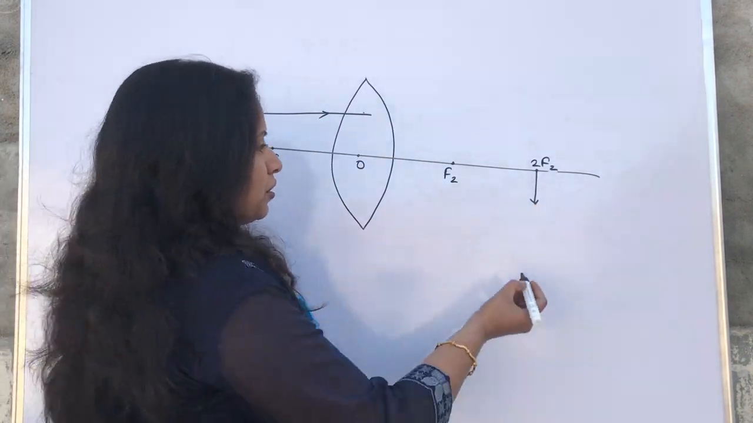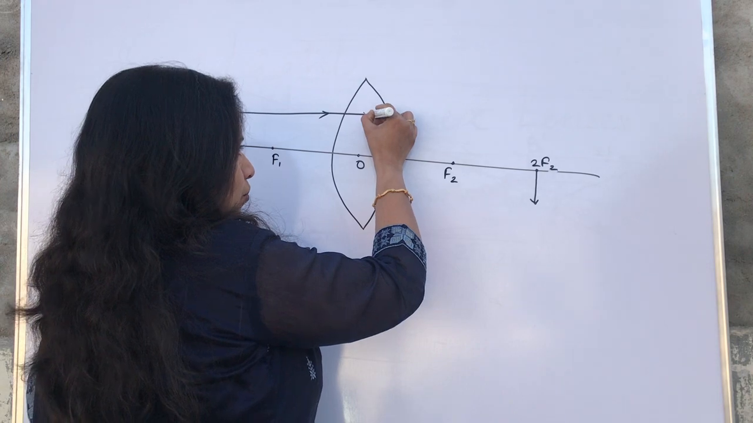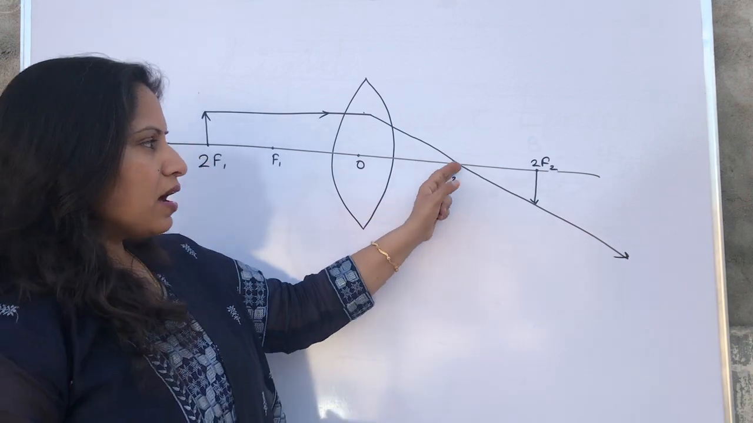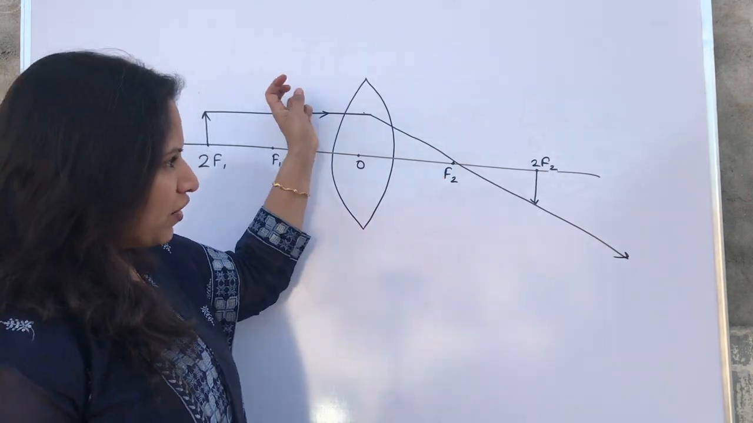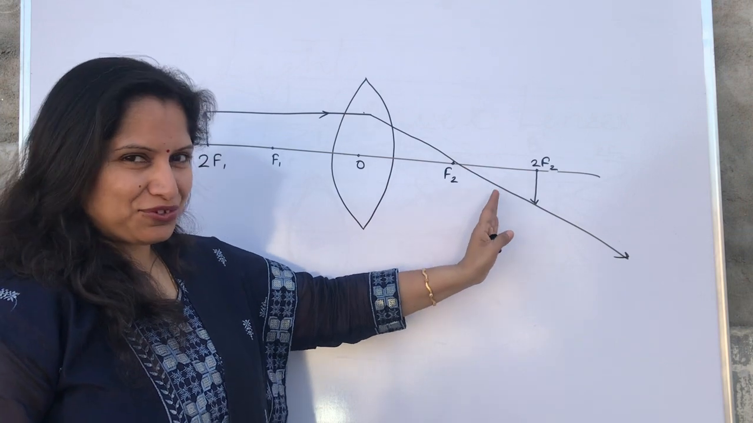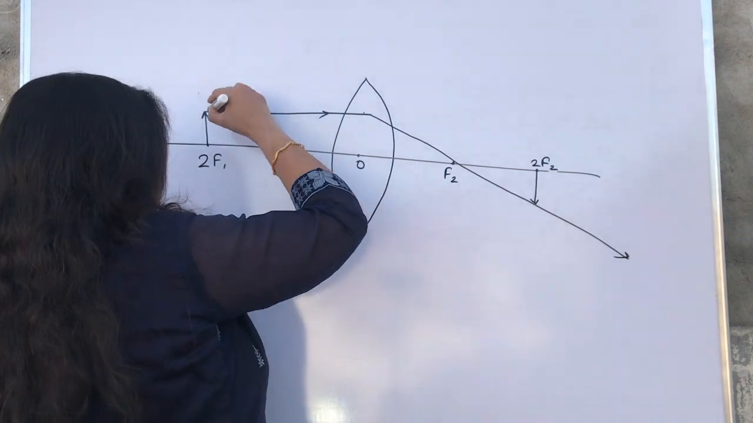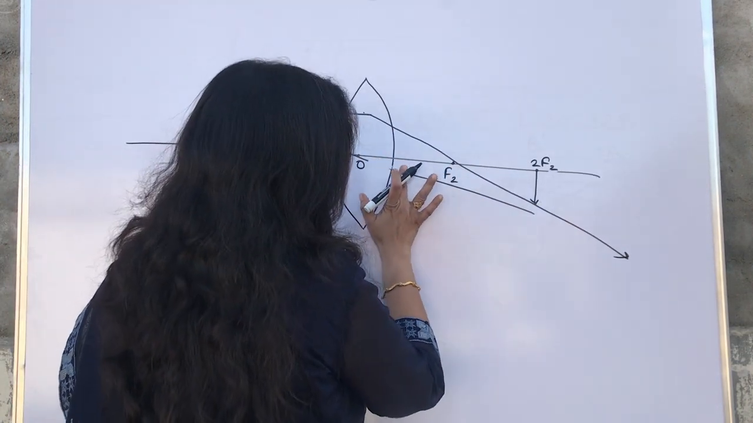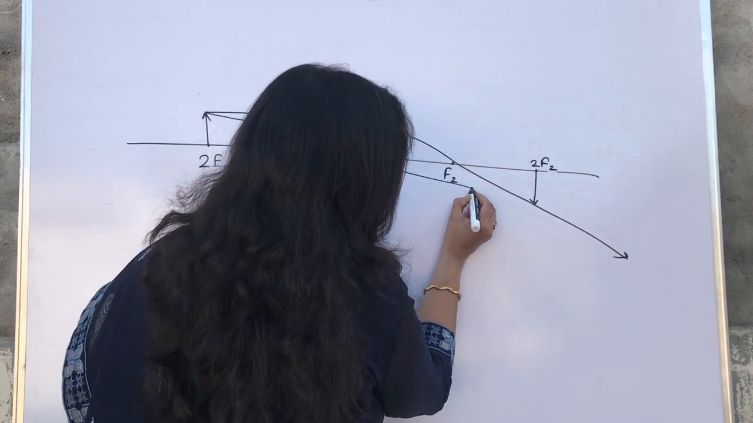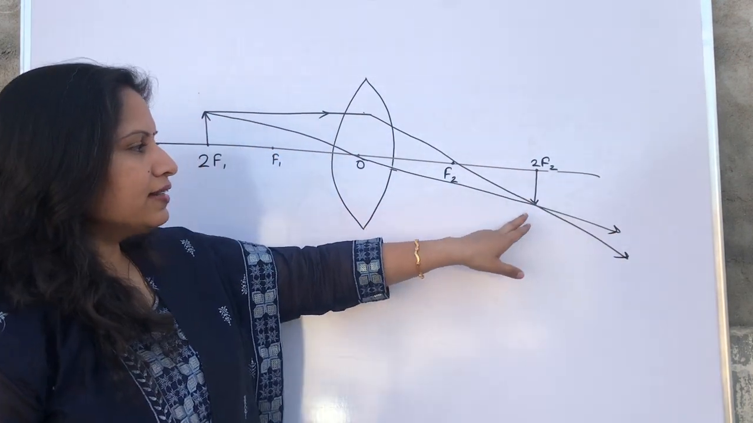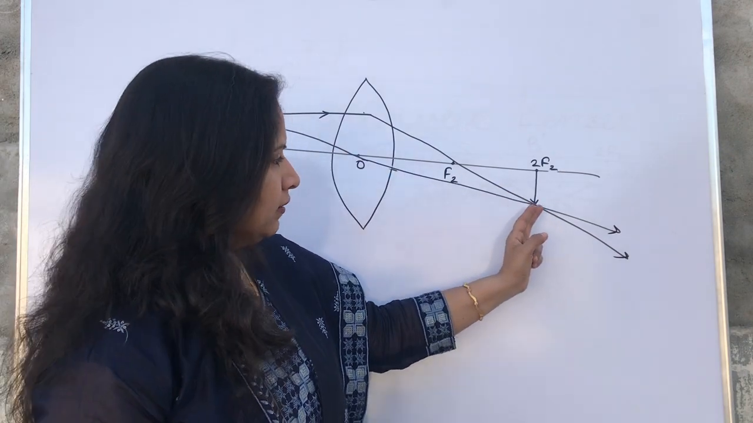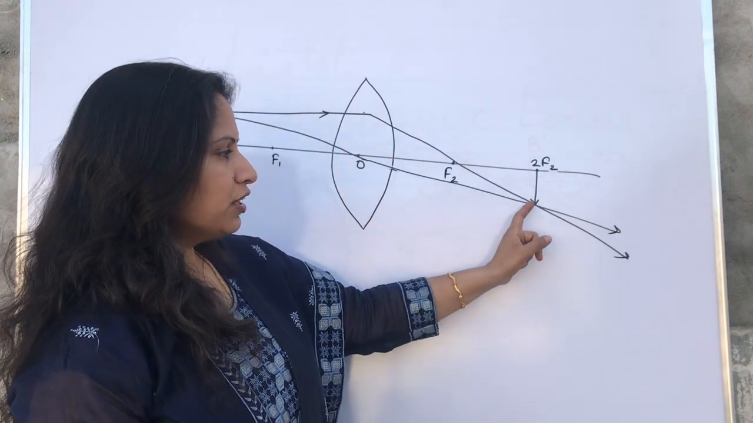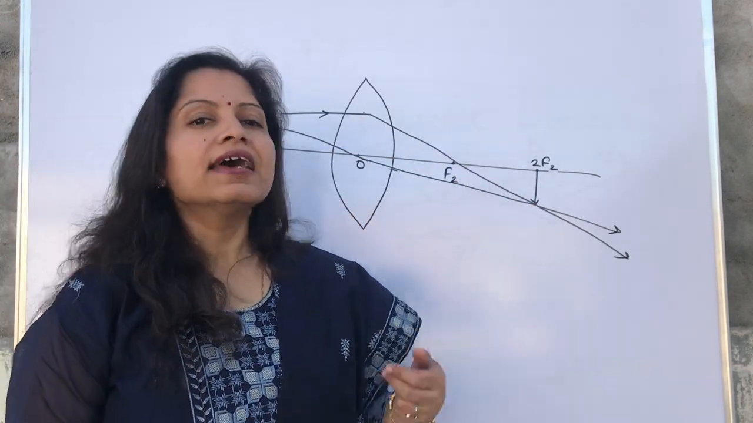Now we are going to join the point here to here. I'm making it pass through F2 only, or wherever it passes, we will mark that point as F2. Another ray of light passing through the optical center will go undeviated and it will go straight and pass through that same line. So we'll just join from this point to this point, from the starting of the object to the image.